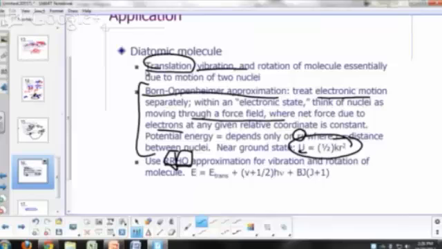So we say the total energy is whatever the translational energy is, plus the energy due to vibration, which is essentially, what's this formula? The energy of a harmonic oscillator. So imagine the two nuclei as behaving like a two-particle harmonic oscillator. And then B J(J+1), what's that? That's the rotational energy of a rigid rotor.